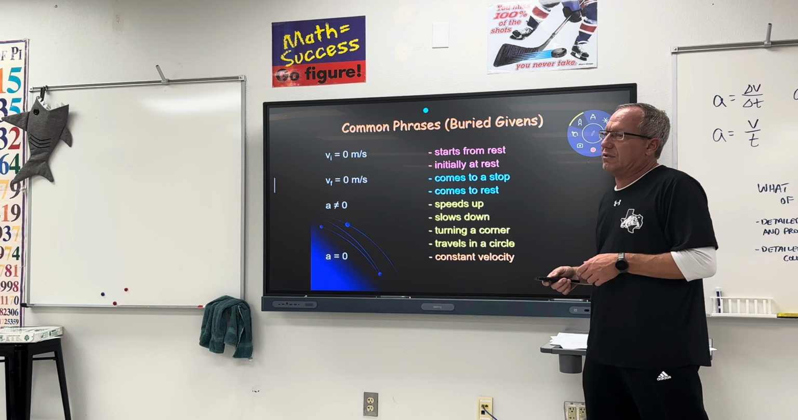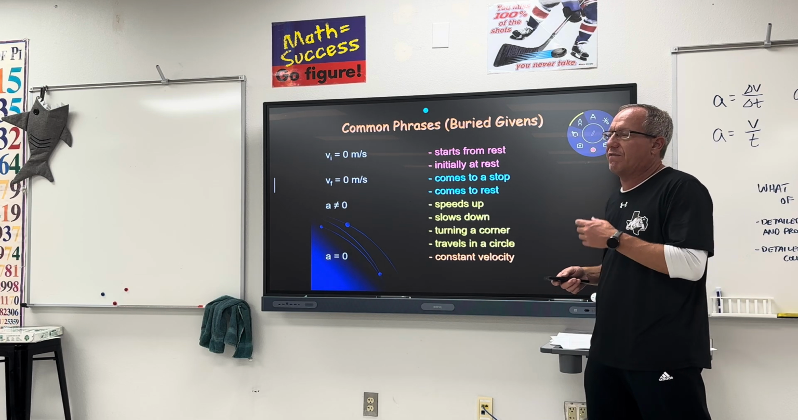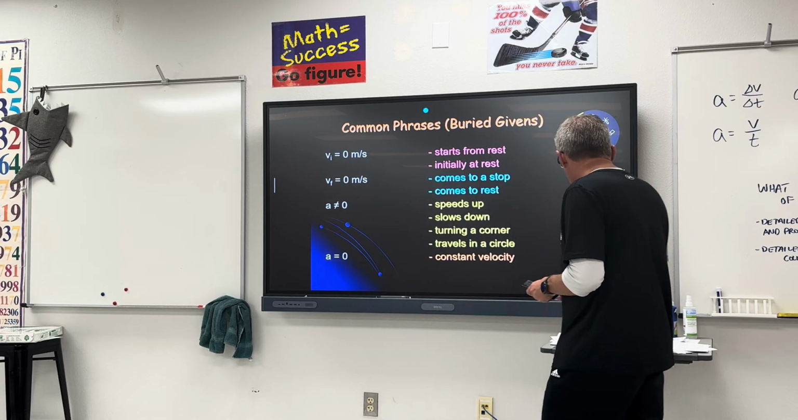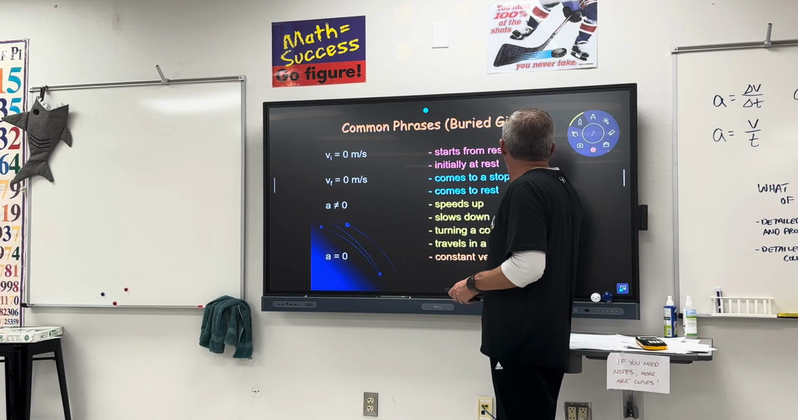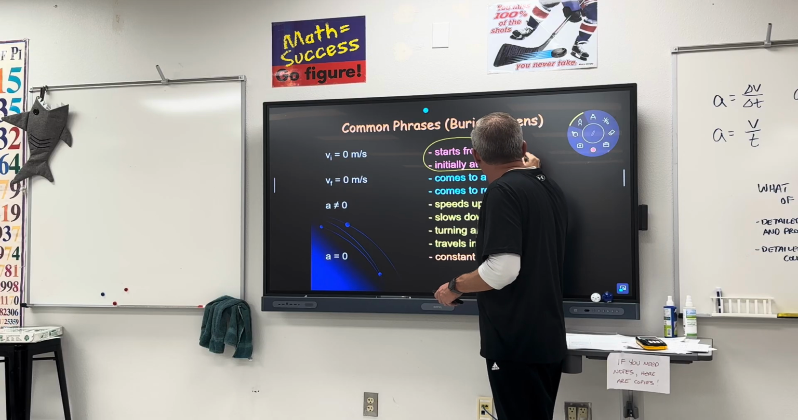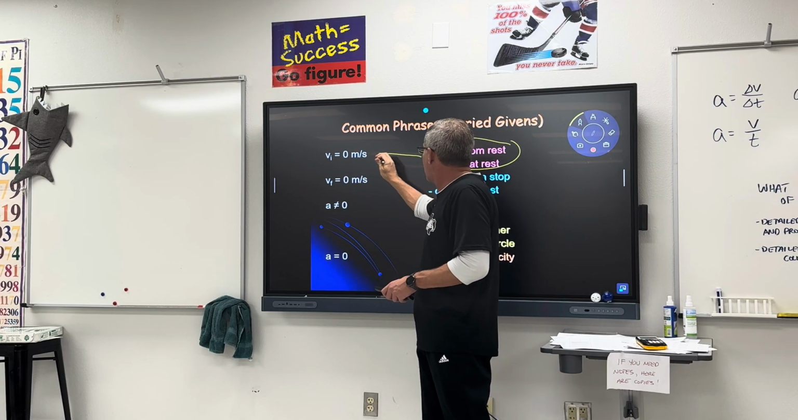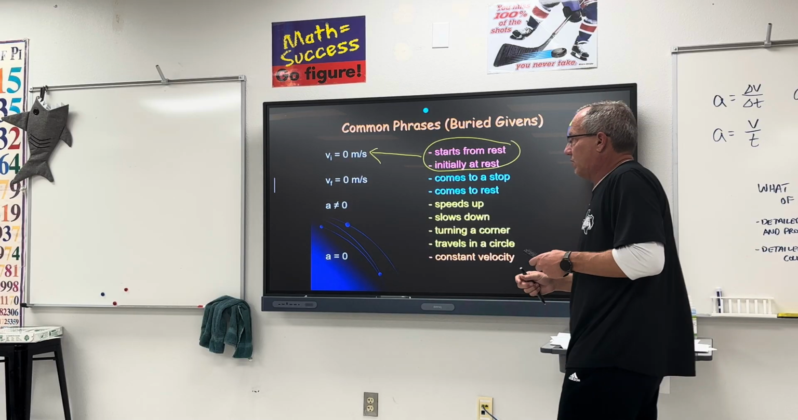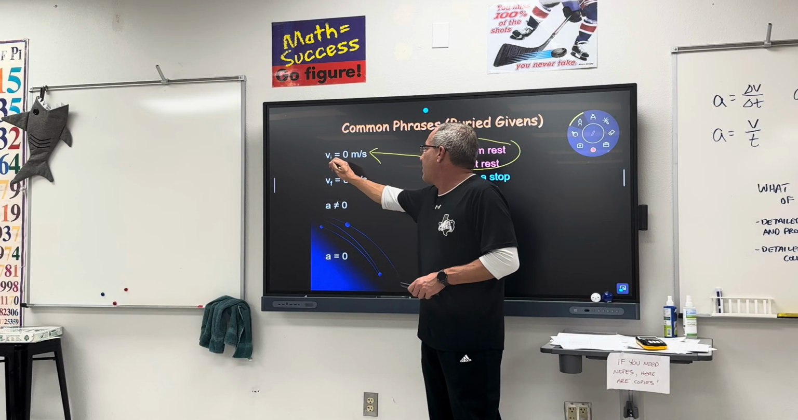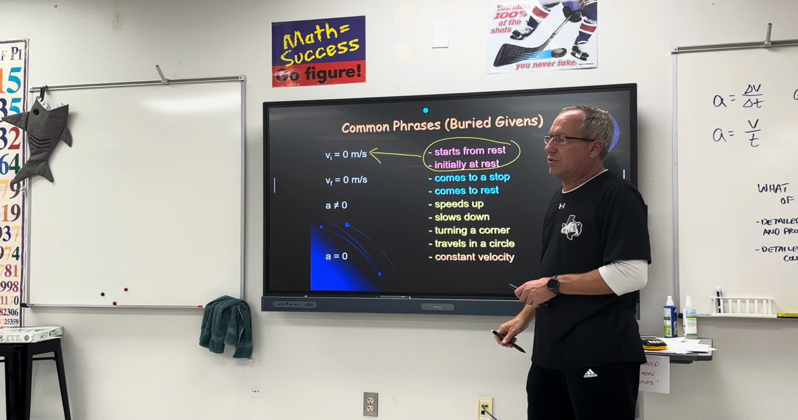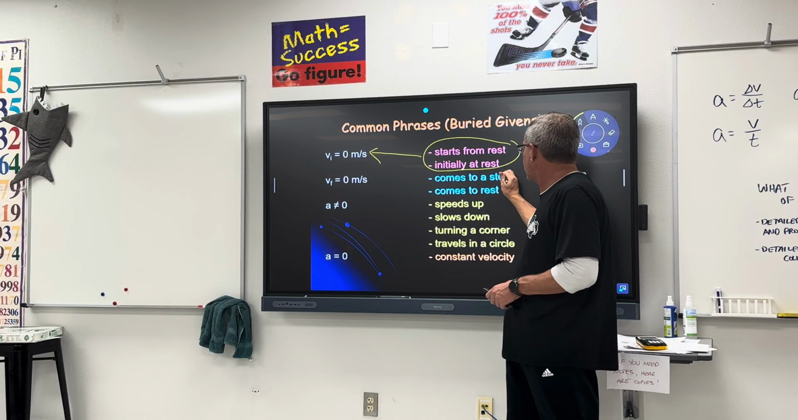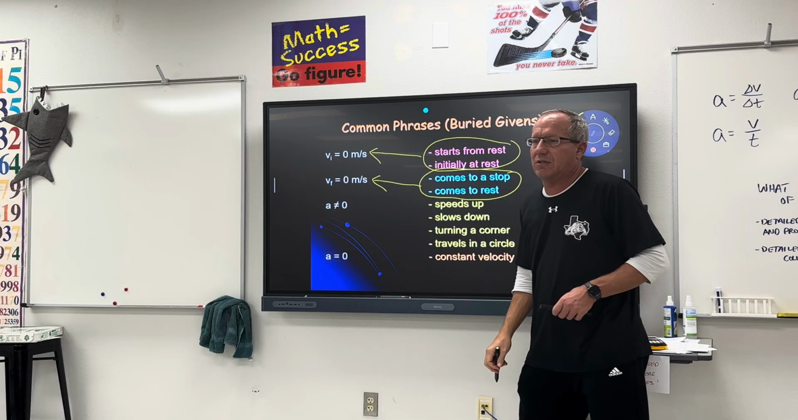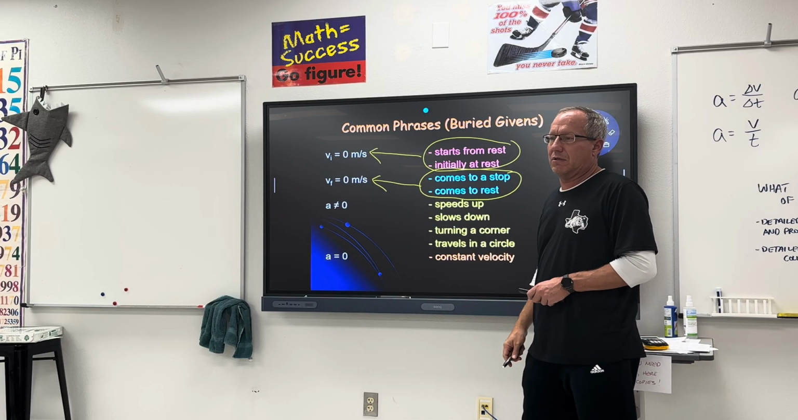The common phrases, I call these buried givens. These are variables that are given to you, but that are not stated in numerical form. One of them is starts from rest, initially at rest, means that the initial velocity is 0. It doesn't have to state initial velocity is 0. If something starts from rest, you can apply that value to that variable. Conversely, when something comes to a stop, comes to a rest, the final velocity is 0 meters per second. All right, is everybody with me here so far?